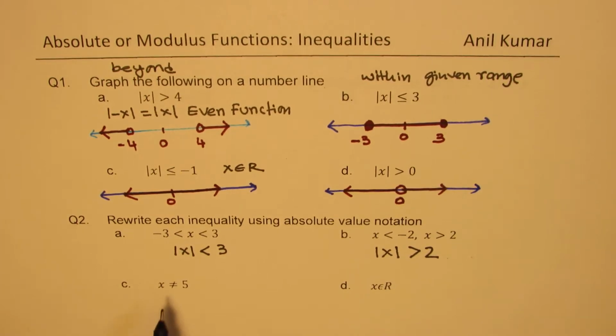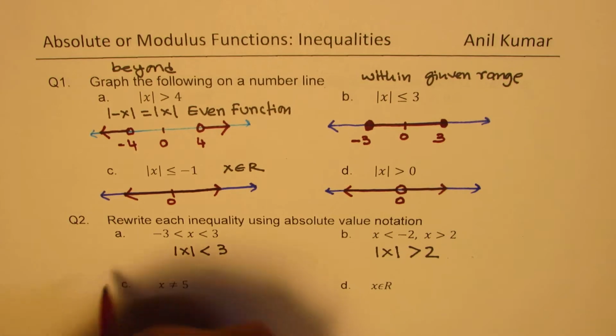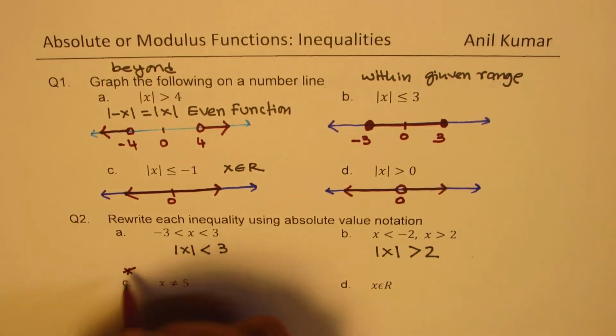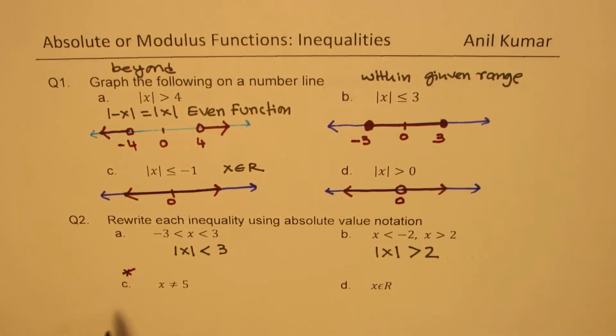Right? So when I say x is not equal to 5, how am I going to write this? That is a challenging question, right? Let me put a star here and then we'll think about it and get back to this. If you get an idea, get your solution here. X belongs to real numbers. We just saw this here, so we could definitely write.